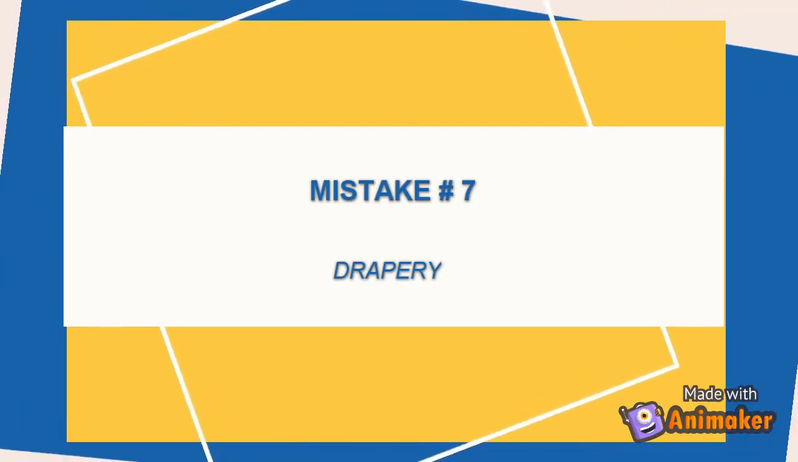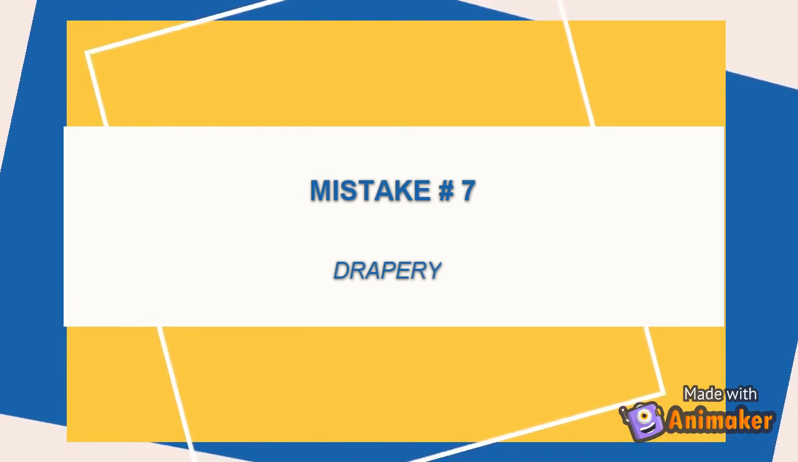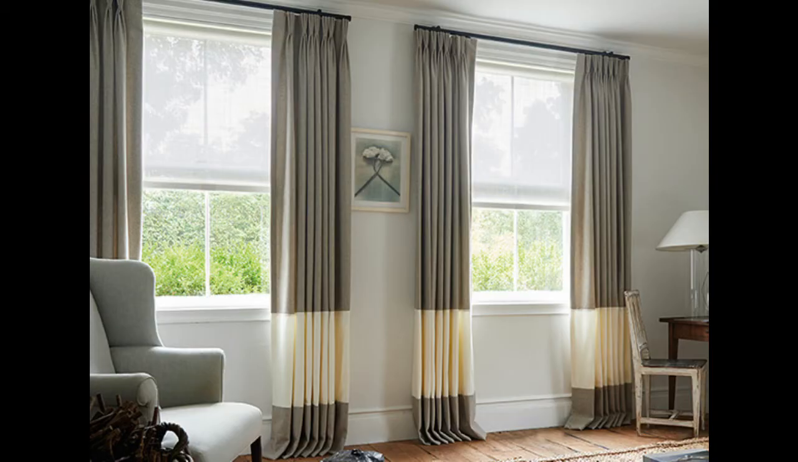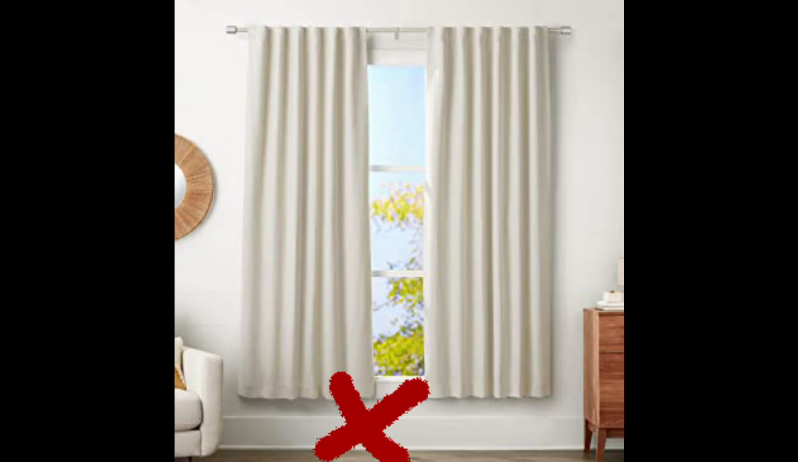Mistake number 7, drapery. Many people really go wrong with drapery, whether they are fixed panels or not. You usually need to hang them as high as possible, leaving only 4 to 6 inches from your ceiling to give a sense of height to your space. And since drapery tends to make your room feel warmer and welcoming, it needs to be long enough to touch the floor, or even lay down on your floor if you want a fancy look.